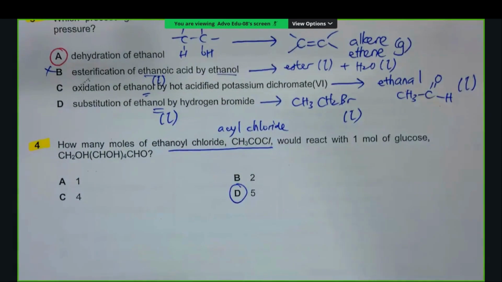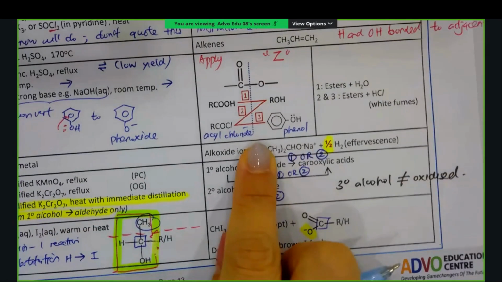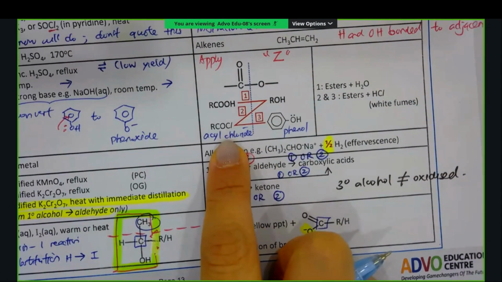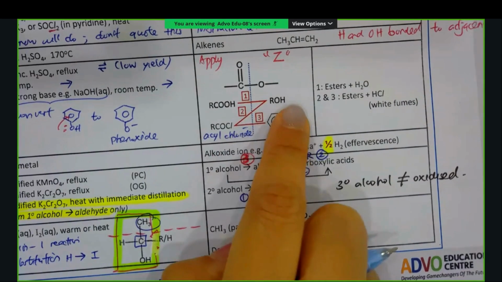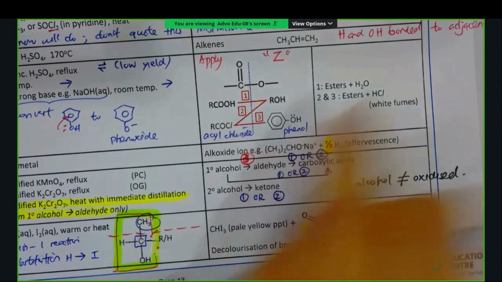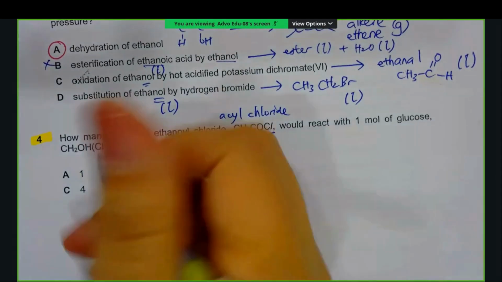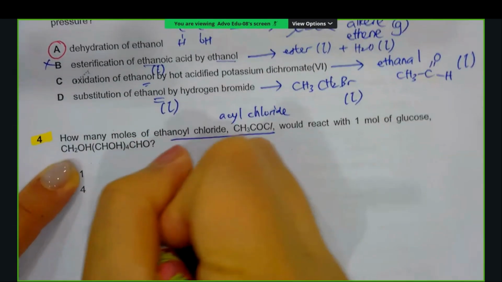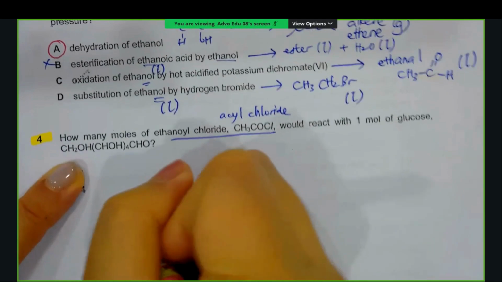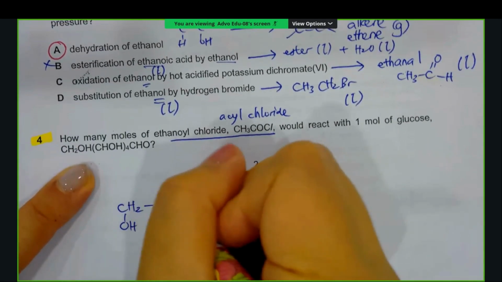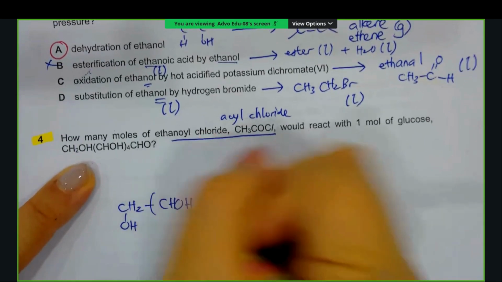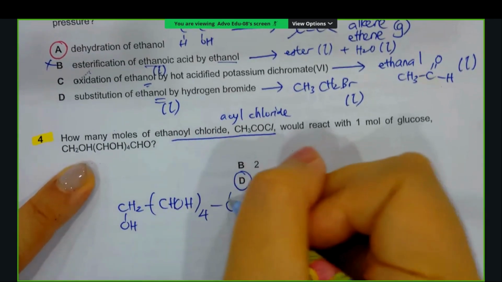Okay, go back to check here. Remember the Z strategy, acyl chloride is here. It can form ester by reacting with alcohol or react with phenol, right? So in this case here, you draw this out. CH2, there's an OH here. And after that, you have CHOH 4 times. Then C double bond OH.